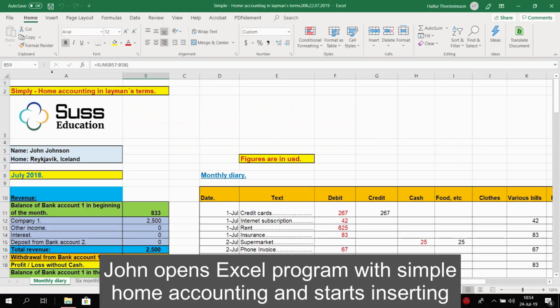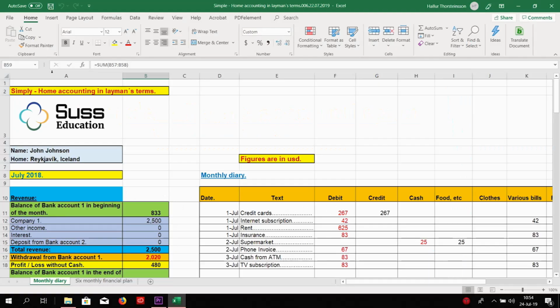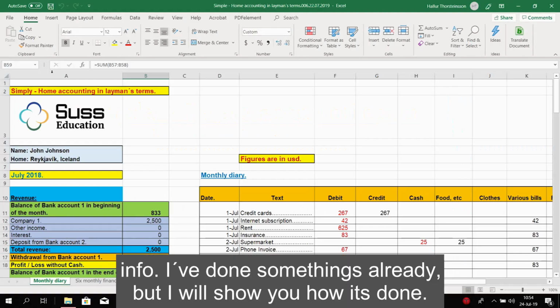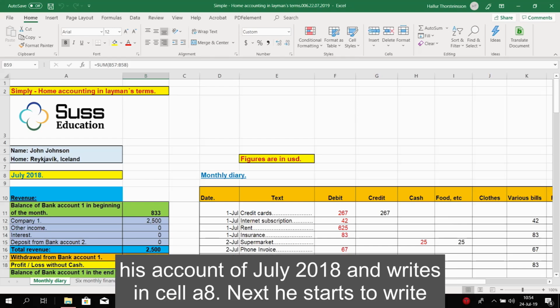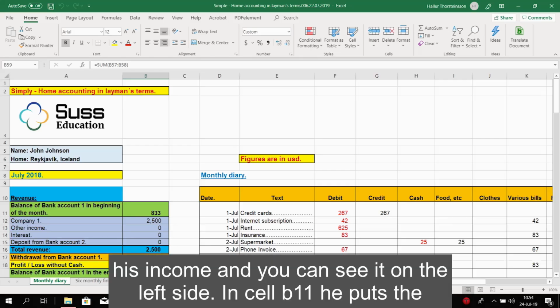John opens the Excel program with simple home accounting and starts inserting info. I've done some things already, but I will show how it's done. John starts with writing his own name and address. He starts to update his account for July 2018 and writes it in cell A8. Next, he starts to write his income, and you can see it on the left side.